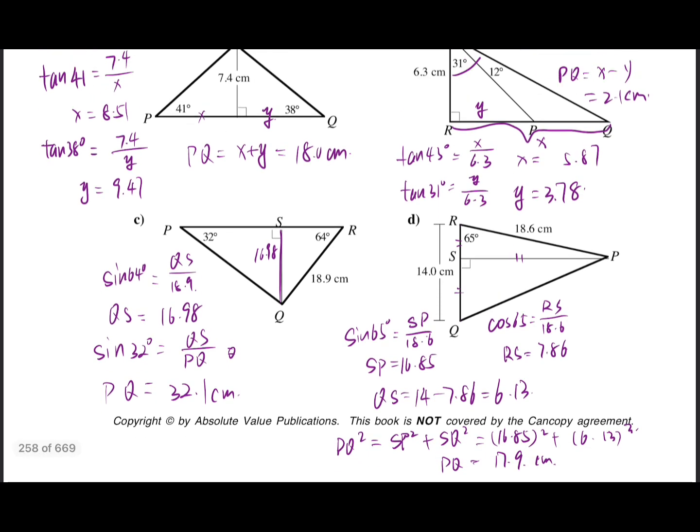And for C, we first find the height QS, and then we use sine 64 to find QS, and then we use QS and sine 32 to find PQ. And the last one, we use 65 and sine 65 to find SP. Then we can use cosine to find RS, and then we use RQ minus RS, we can get SQ. And finally, we use the Pythagorean theorem to find PQ.